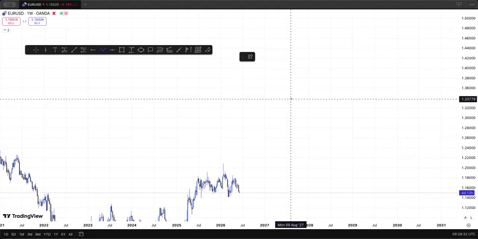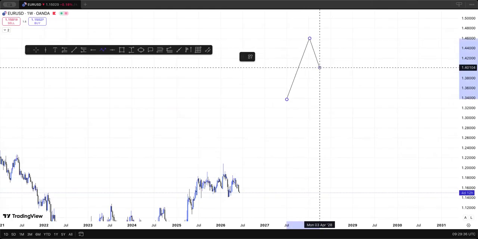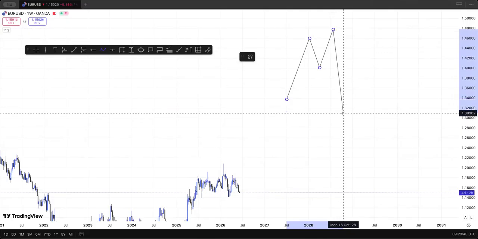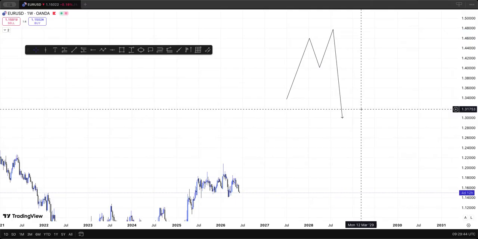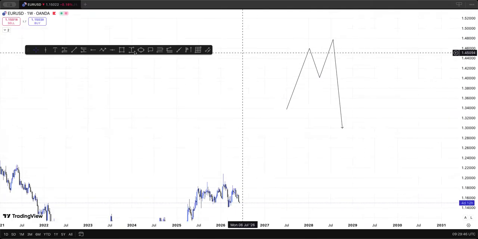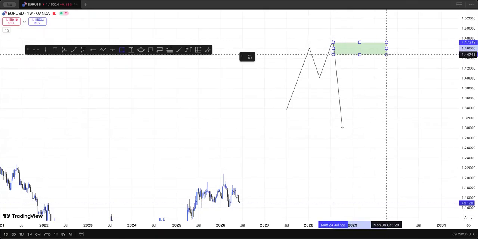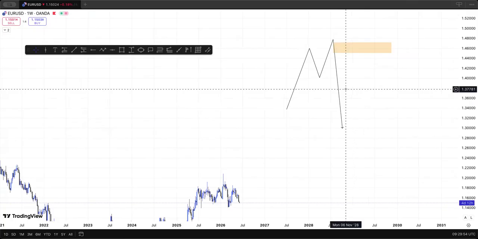When I'm looking at a supply, I'll be looking for something like this. One, two, maybe a three, and a four. So this will be a supply to me. And let's assume that we have our supply here.